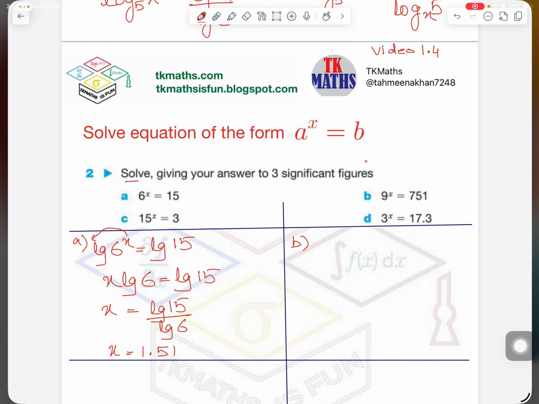Let's do part B together. It is 9 power x equals 751. Again, x is in the power. I have to bring it down. So I will take lg, which means base 10, on both sides. By the way, whatever base you want to take here, if you want to take log base 3 or log base 5, you can. The answer will come the same. You can try it out. So right now I'm taking lg on both sides. After that I will apply the power law here. It will become x lg 9 equals lg 751.